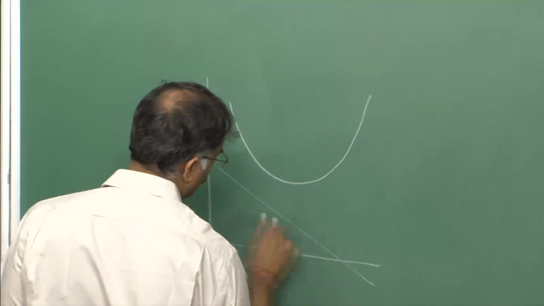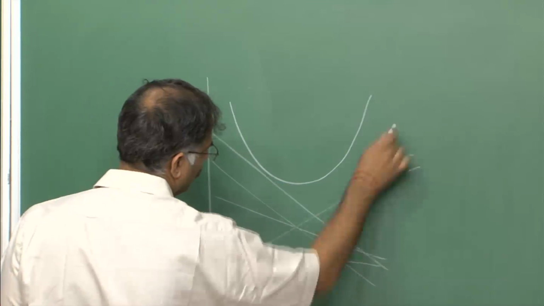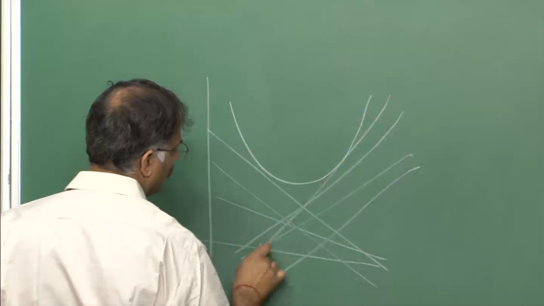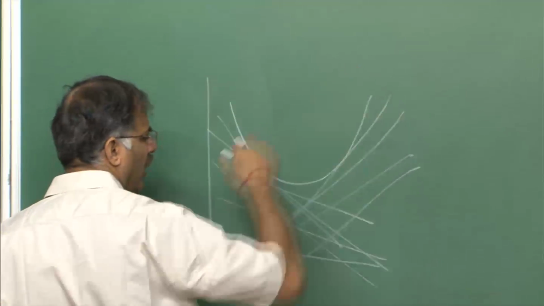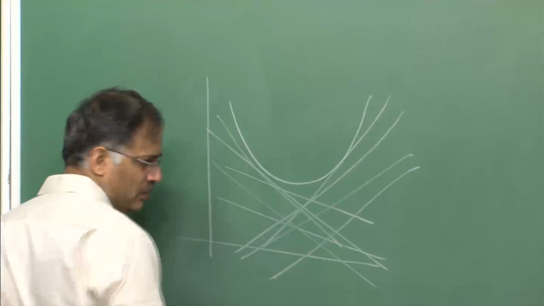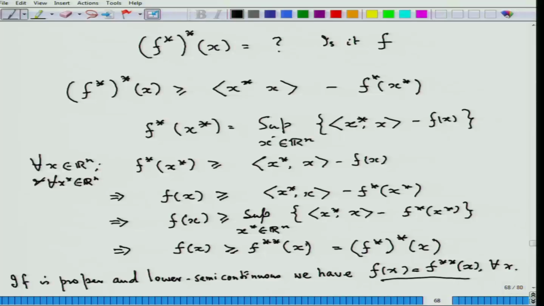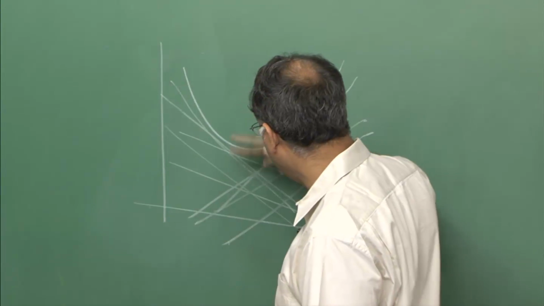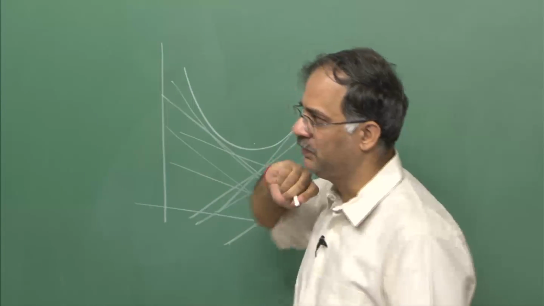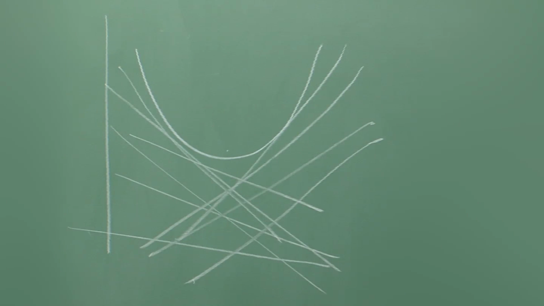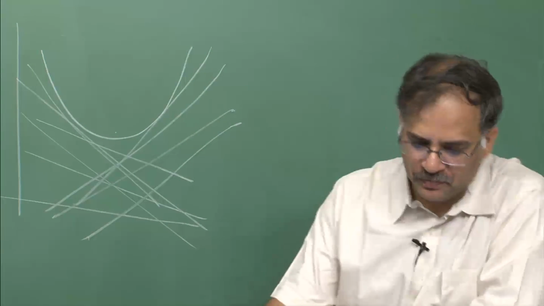So, if you take the supremum of all these affine functions, you take the envelope, it is f, and by the very definition, what we are proving by this is that the upper envelope of this is nothing but f star star, and f star star is actually f. So, let us try to figure out some conjugates.